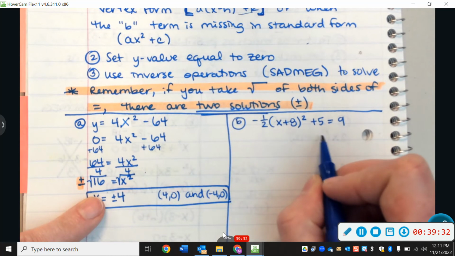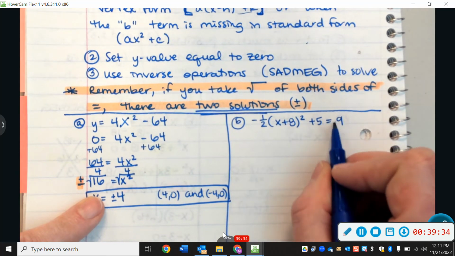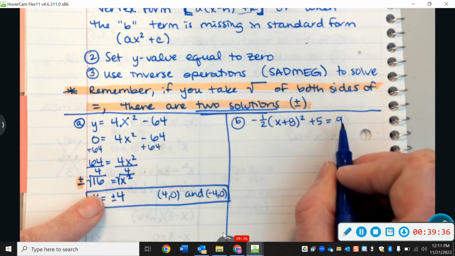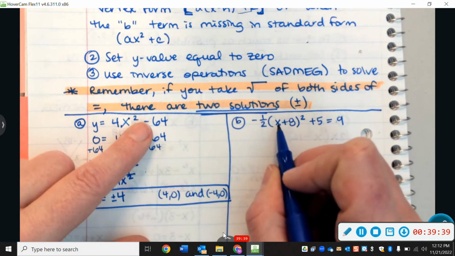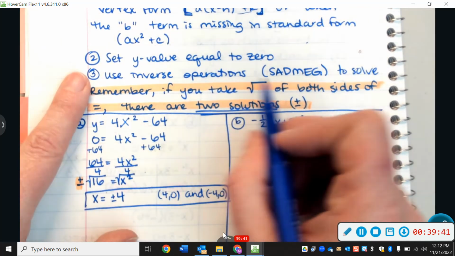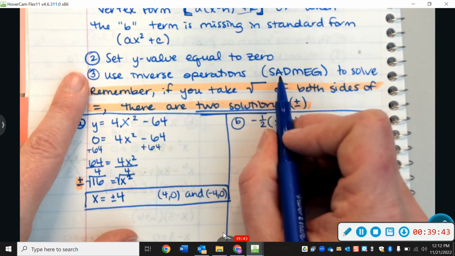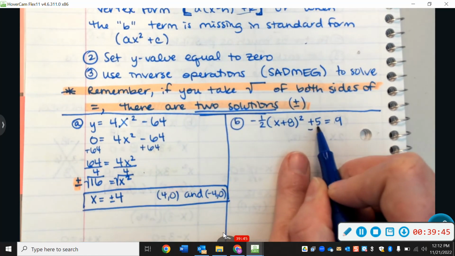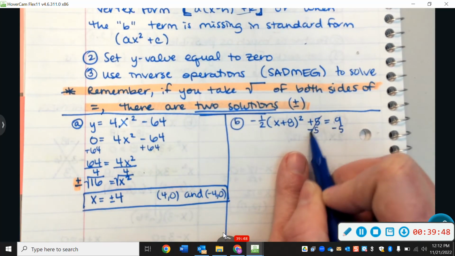If I were to put all my terms on one side of the equal sign, I would have my y value equal to 0. But since my goal is to get x by itself anyway, I'm just going to go ahead and leave this as is and start doing any addition or subtraction first. So I'm noticing that plus 5, I'm going to go ahead and take away 5 from both sides.